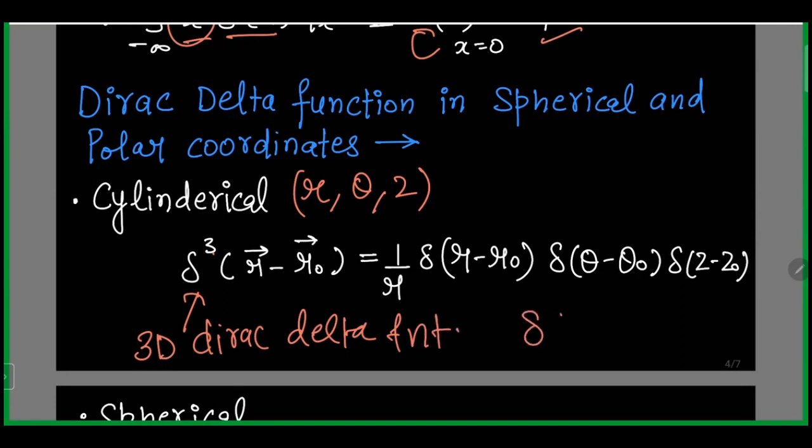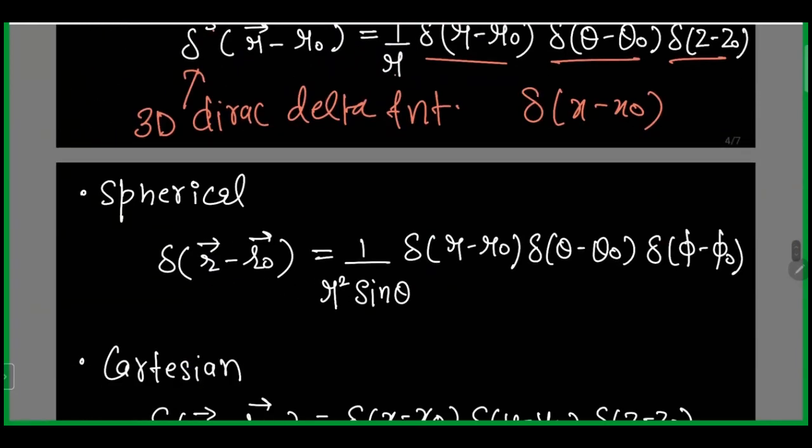Initially, I was only writing delta x minus x naught because it was a 1-dimensional delta function. Now it is a 3-dimensional delta function. That is why the 3 has been written there. So how do you write it in cylindrical coordinates? You write 1 by r delta r minus r naught, delta theta minus theta naught, and delta z minus z naught. Similarly, in spherical coordinates, you define your coordinates by r, theta, and phi.